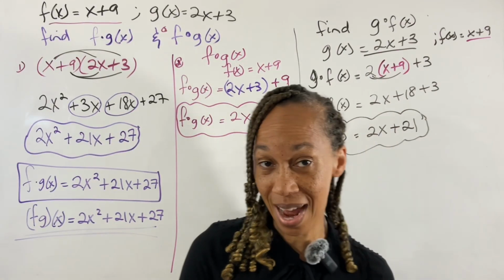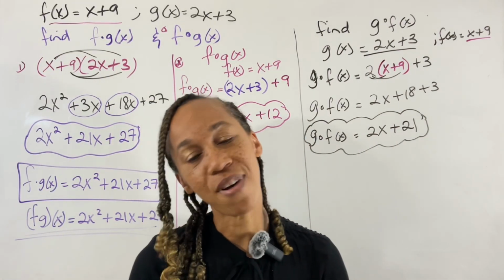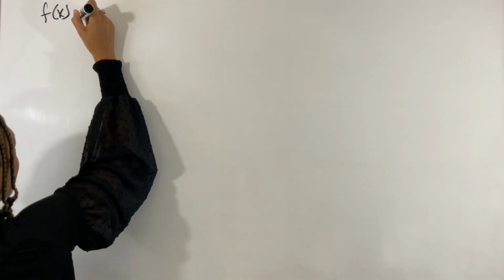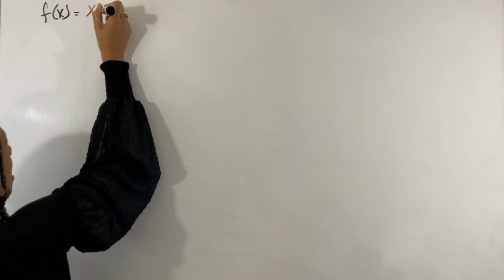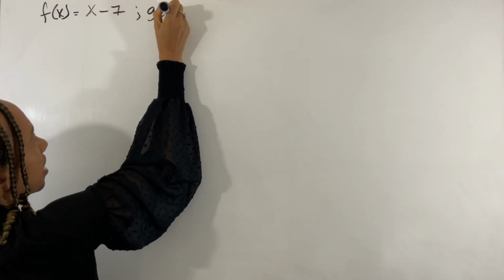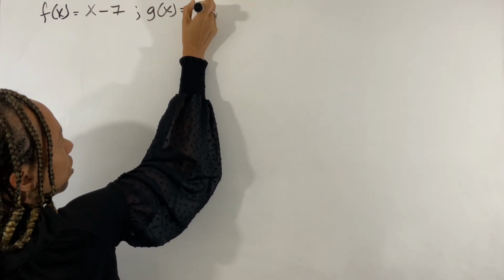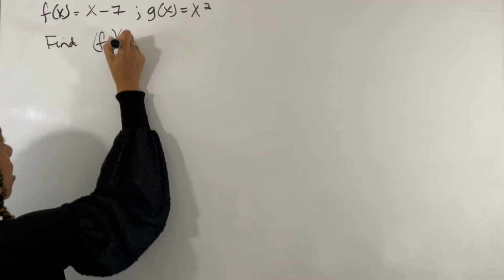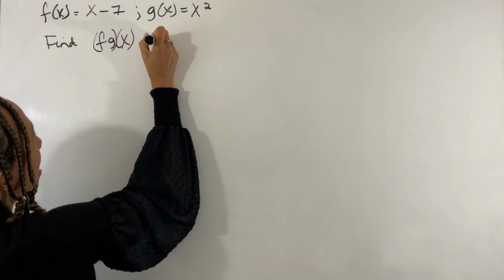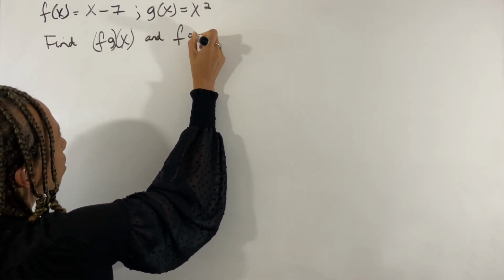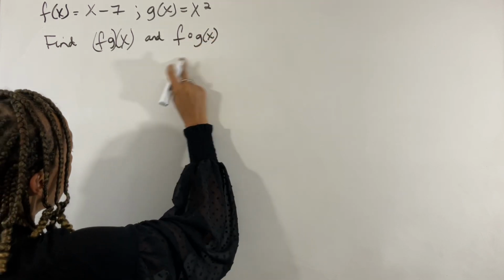So as you should know by now, variety is the spice of life, and I always like to give more than one example. So our next example is f of x equals x minus 7 and g of x is equal to x to the second power. And we're asked to find fg of x and f of g of x, meaning the composition of it.